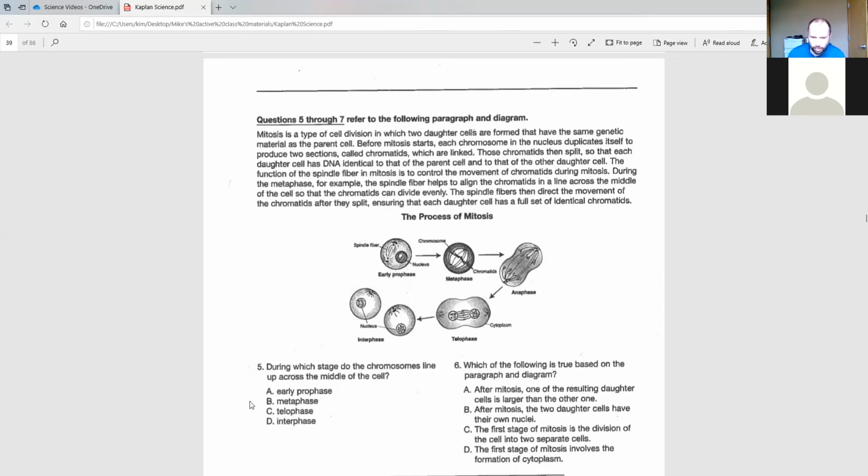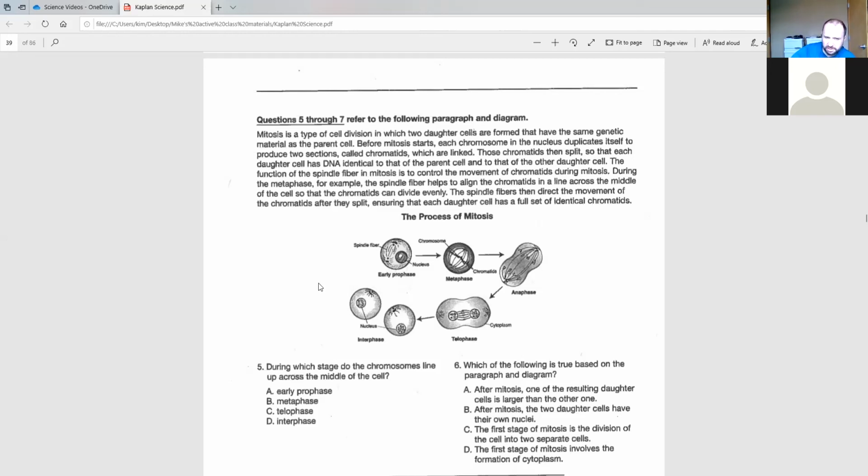That's my point. And then number 6 says, which of the following is true based on the paragraph in the diagram? A, after mitosis, one of the resulting daughter cells is larger than the other one. Okay, one larger than the other? No, they're identical, right? So A is not right. B, after mitosis, the 2 daughter cells have their own nuclei. Nucleus.